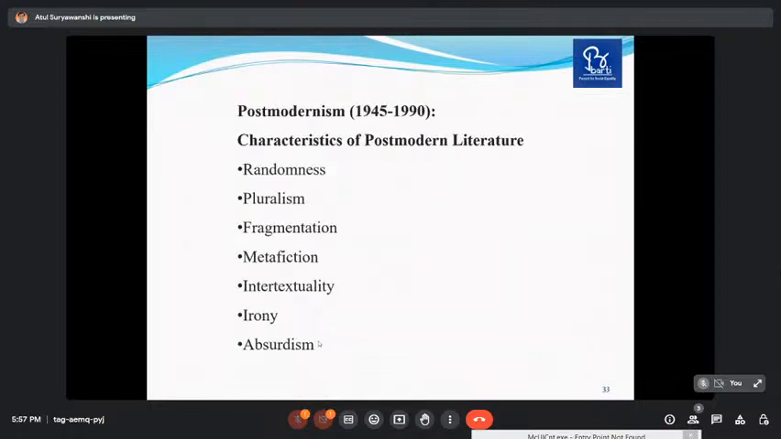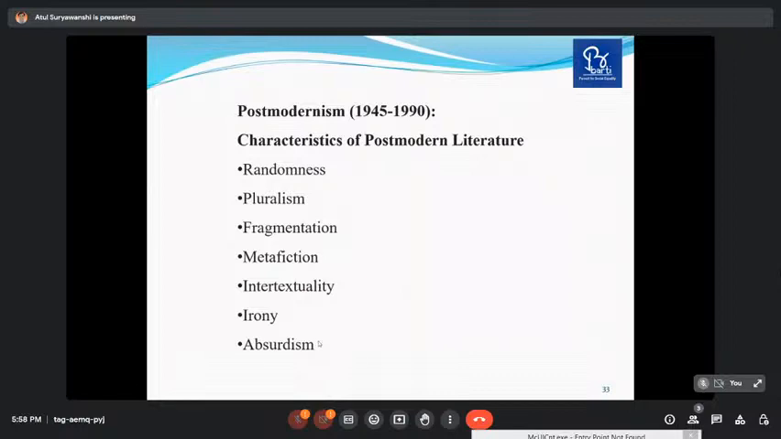Let us incline towards the next period in English literature, postmodernism. Post means after modernism, which began after the end of the Second World War in 1945 and lasted up to 1990, meaning the recent time, and these are approximate dates. Let's see the characteristic features of postmodern literature. The first, randomness. Means there is chaos, a zigzag. There is no discipline in writing. Randomness is there. Second, pluralism. Multiple meanings are possible. Not a single theme is there.